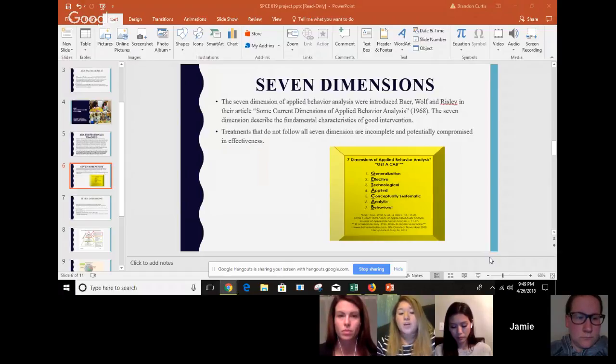The treatments also should be conceptually systematic. Applied interventions arise from a specific, identifiable theoretical base rather than being a package of tricks. The intervention should also be effective. Applied interventions produce strong, socially important effects. And lastly, they should show generality. Applied interventions are designed from the outset to operate in new environments and continue after the formal treatment has ended. Now we're going to move to Sarah.